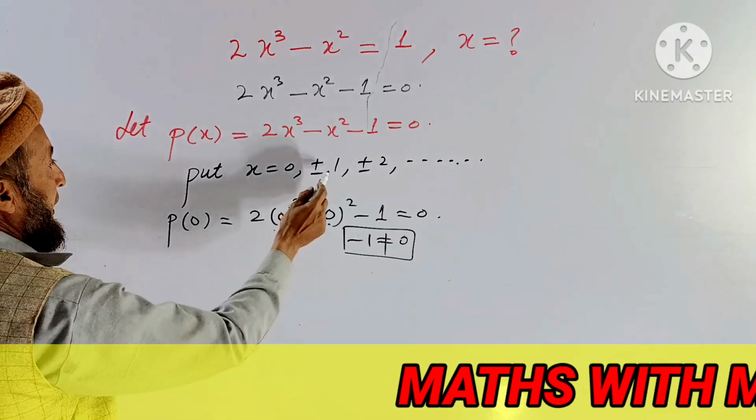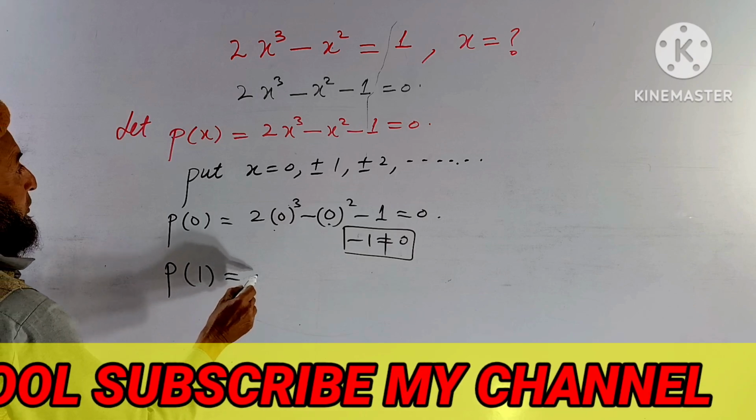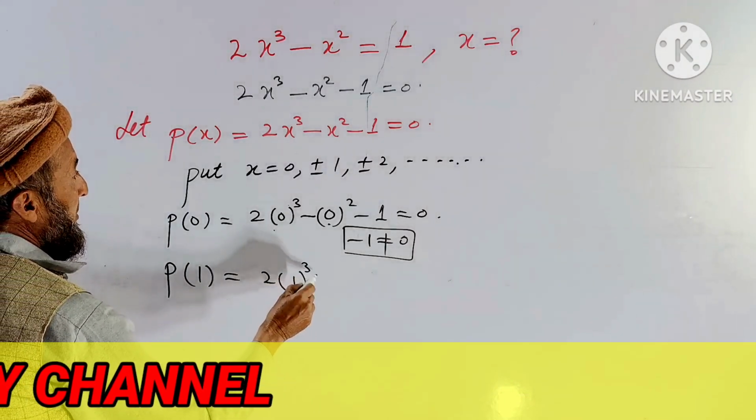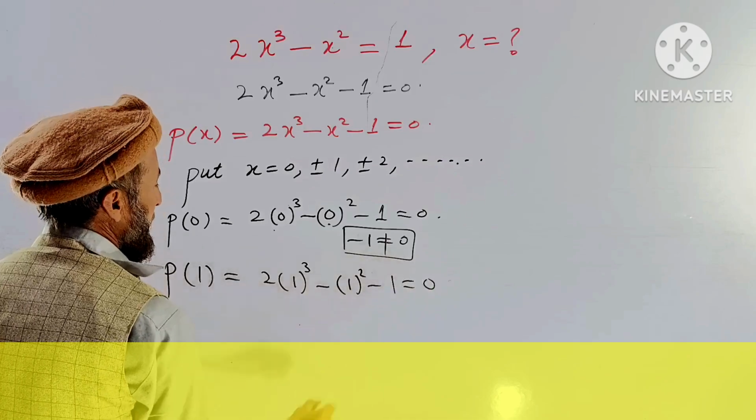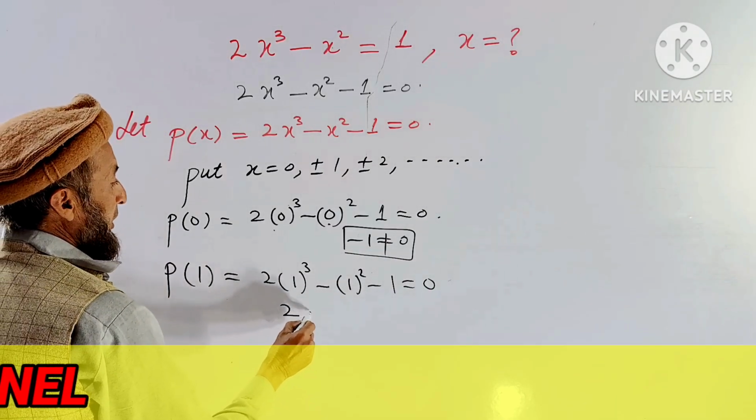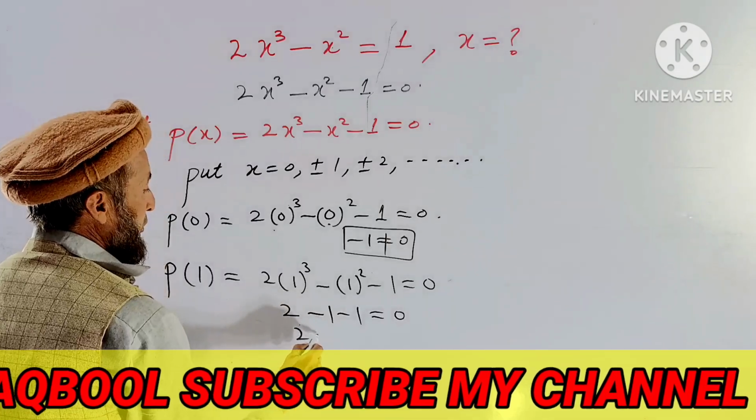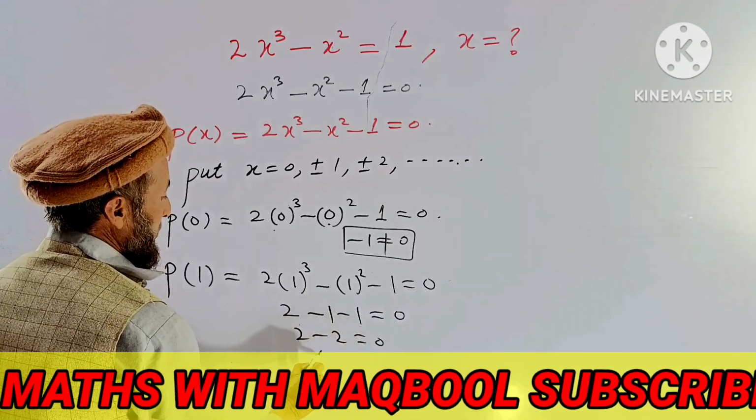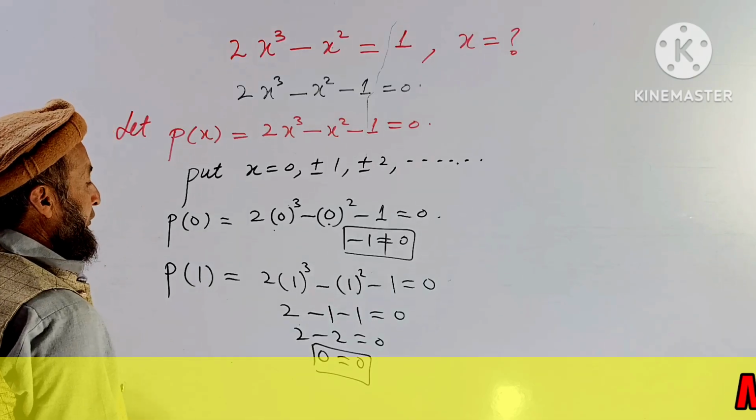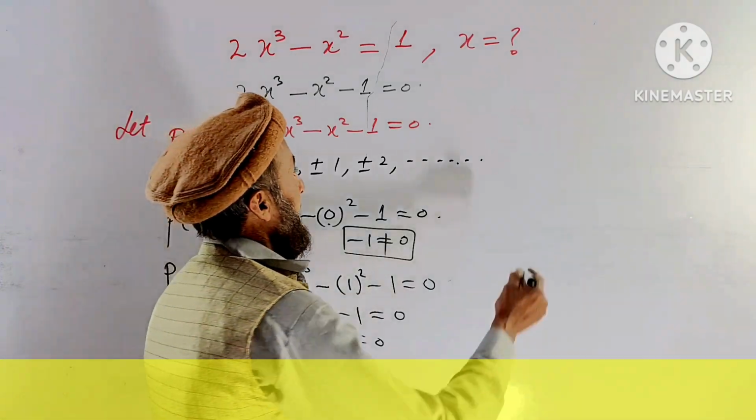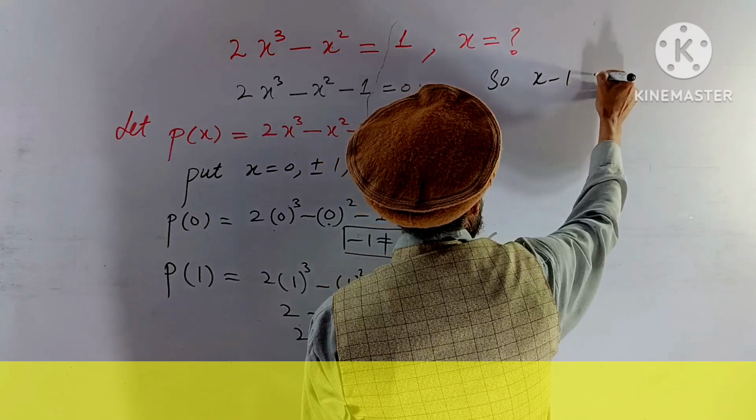Now we put x is equal to 1. Again, if we put 1, we get 2 into 1 cube minus 1 square minus 1 is equal to 0. Here we get 2 and minus 1 and minus 1, and 2 minus 2 is equal to 0. So the condition is satisfied. That means we get one of the factors, x minus 1. So we can write here x minus 1 is a factor.